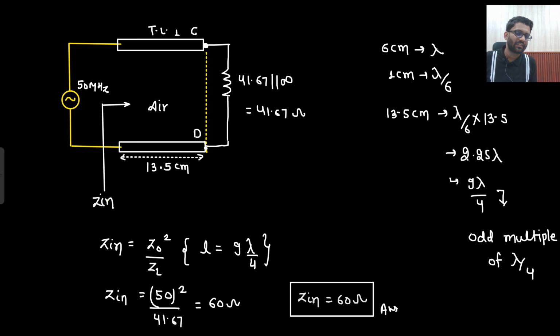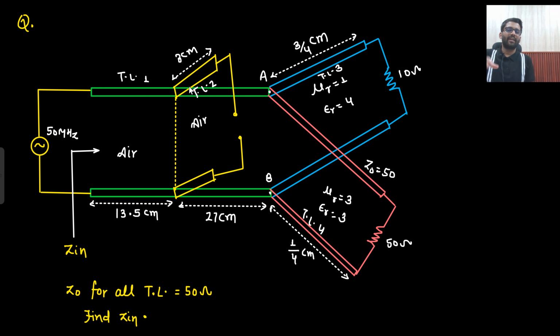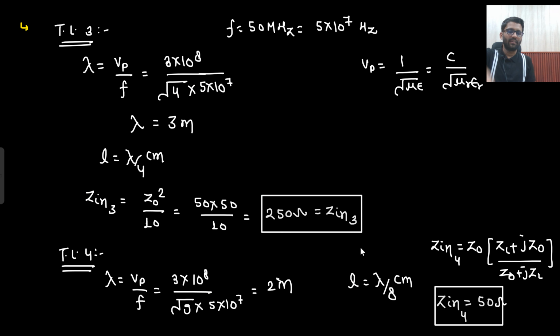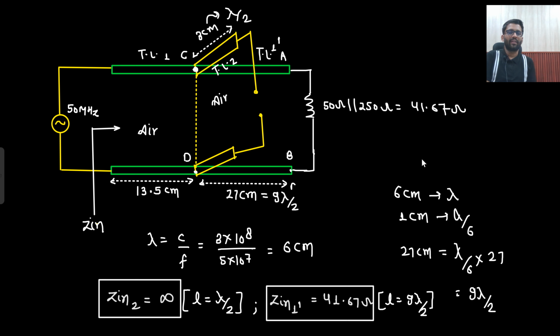We did nothing. We just started from the load. My target is to bring the load here. So here at this node, I know there are two transmission lines, and here also there are two transmission lines. Both are in parallel between A and B. I just converted this length 3 by 4 and 1 by 4 in terms of lambda. Then I got to know this length was lambda by 4 and this was lambda by 8. For lambda by 8, I need to apply the formula. For lambda by 4, I directly remember the formula. So 250 and 50 are coming in parallel, so this is replaced with 41.67.